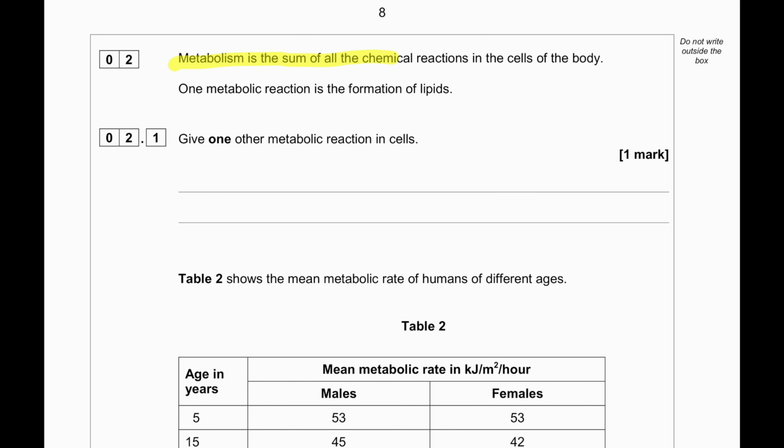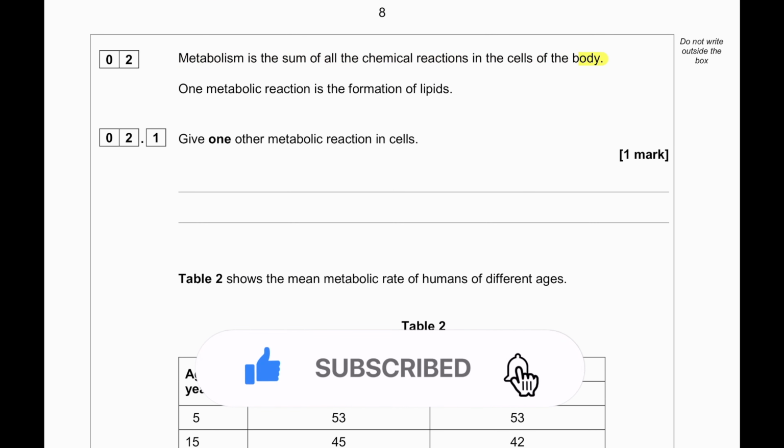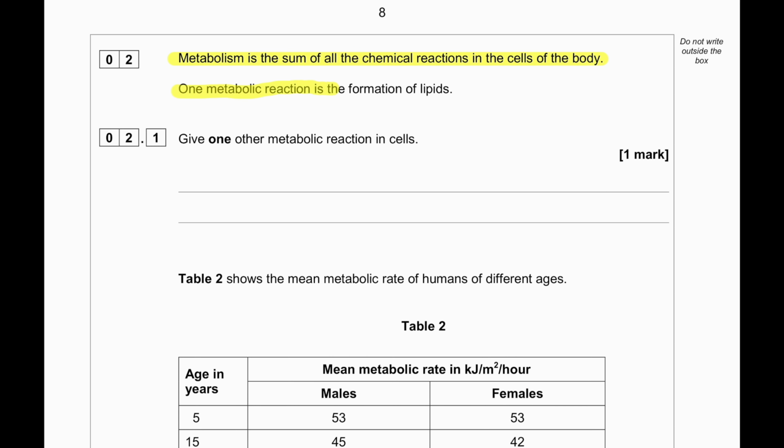Metabolism is the sum of all the chemical reactions in the cells of the body. One metabolic reaction is the formation of lipids. Give one other metabolic reaction in cells. So when a question like this is asked, you have to understand that any chemical reaction taking place in the body can be regarded as a metabolic reaction.